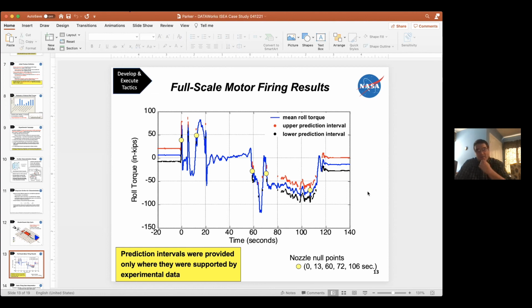So there's a couple takeaways here. One, these prediction intervals were only provided where they were supported by data. Very important to deliver, and a caveat on the delivery of the products. And we found this trend that we needed to talk about what to do with it. And we did, through a multidisciplinary team of the facility experts and the subject matter experts for the vehicle.